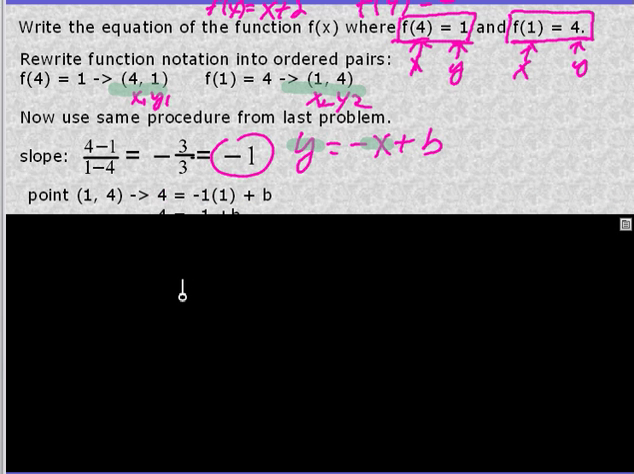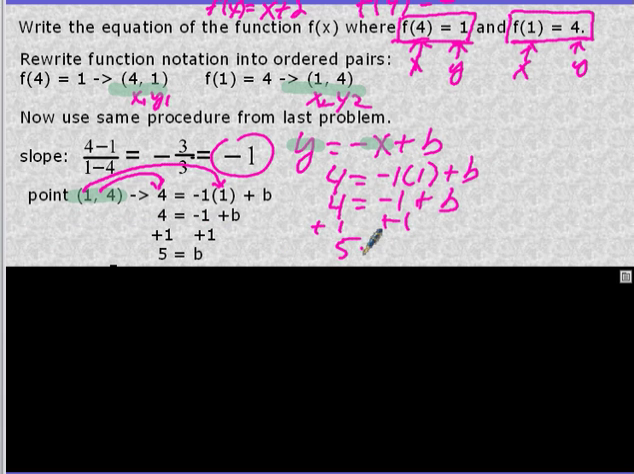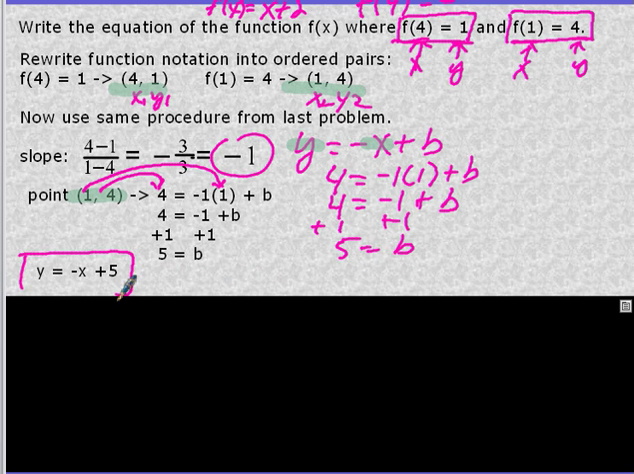So I picked this point. I'm going to plug my x coordinate in here where x is supposed to be, my y coordinate in here where y is supposed to be. And now I'm going to solve. So this gives me 4 equals negative 1 times 1 plus b. Negative 1 times 1 is just negative 1. And now if I add 1 to both sides, I get 5 is equal to b, which is our y-intercept. And that gives me a final equation, y equals negative x plus 5.